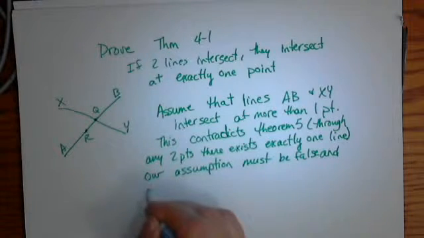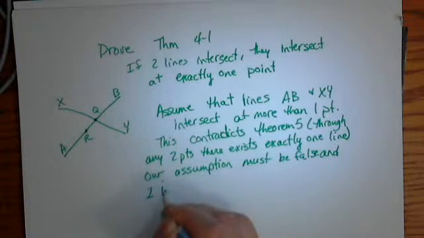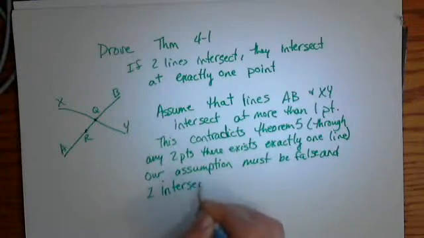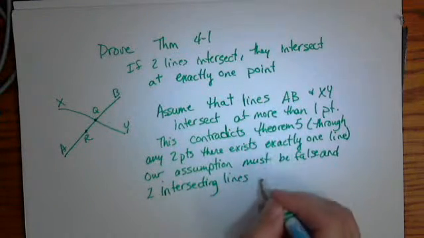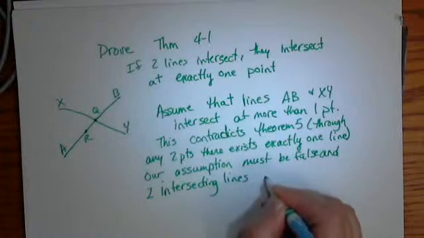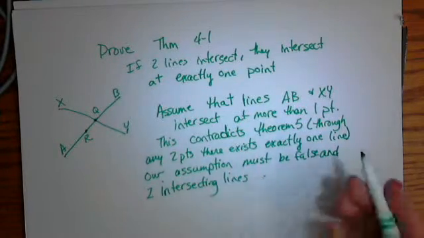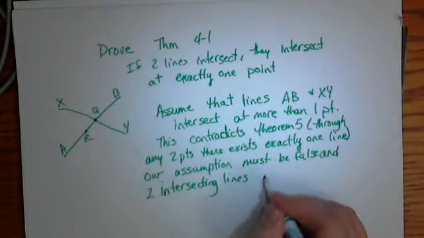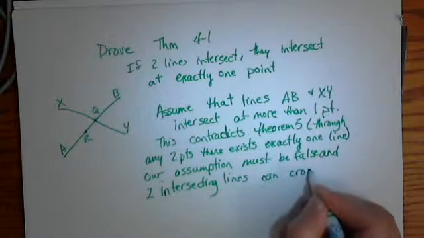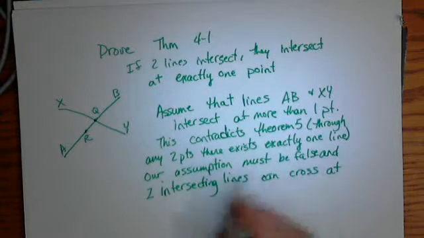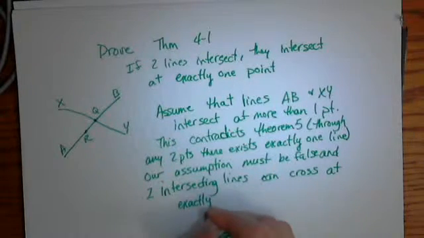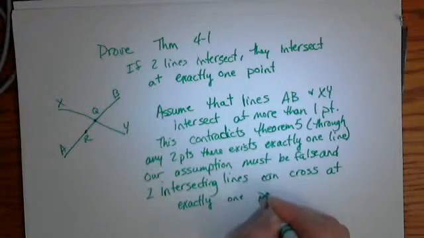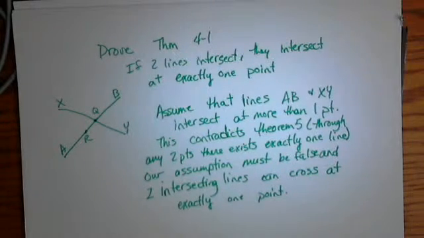2 intersecting lines can meet or can intersect or can cross at exactly one point. And that is all there is to the proof.